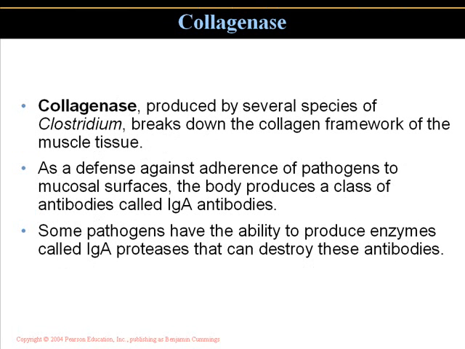Collagenases are produced by several species. Clostridium breaks down the collagen framework in muscle tissue and can produce gas gangrene. As a defense against adherence of pathogens on mucosal surfaces, the body produces a class of antibodies known as IgA antibodies, and some of these pathogens have the ability to produce enzymes called IgA proteases that destroy these antibodies, thus, again, allowing these organisms to be more pathogenic.